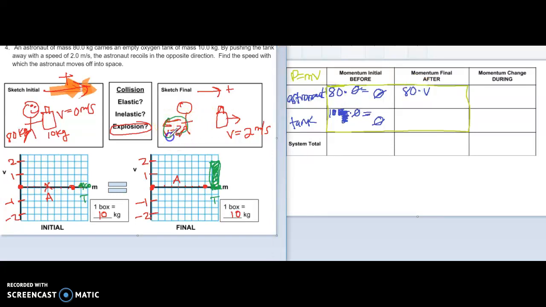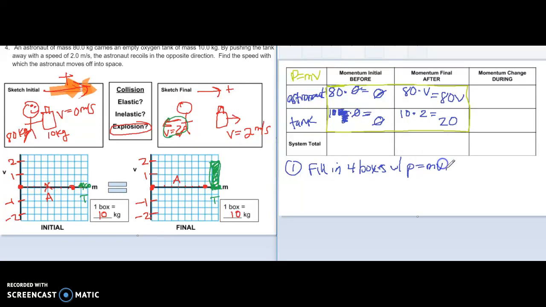Right? Here we don't know how fast he's going, so we're just going to call that 80V. And then the tank afterwards has a mass of 10 kilograms and a velocity of 2, so that's just going to be 20. All right, so that's step 1. Step 1 is fill in 4 boxes with P equals MV.